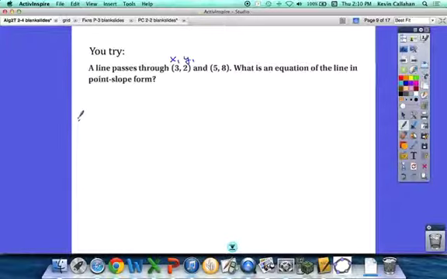Okay. So what was the slope? It was 3, right? So m is (8 minus 2) over (5 minus 3), equals 6 over 2, which is 3. And you definitely should be simplifying 6 over 2 to 3. And then if we use that point, we have y minus 2 equals 3 times (x minus 3). Right? Easy. Like I said, practical.